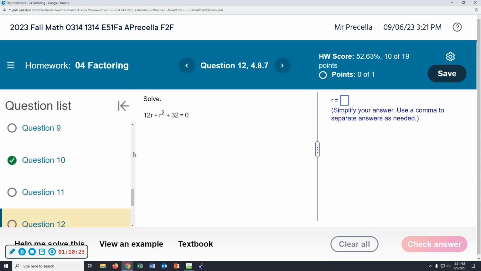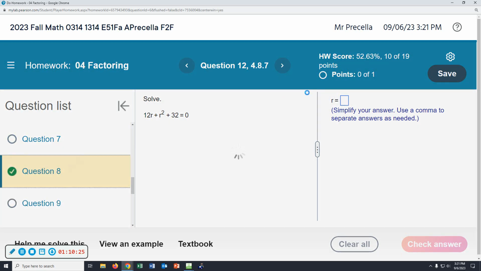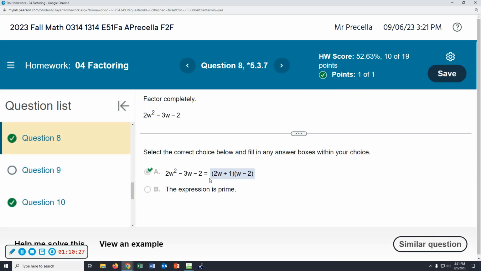Whereas if you go back, let's look at number 8. When you're factoring, they're not saying variable equals. You're just writing it. It just says equals, and you write in the factorization.